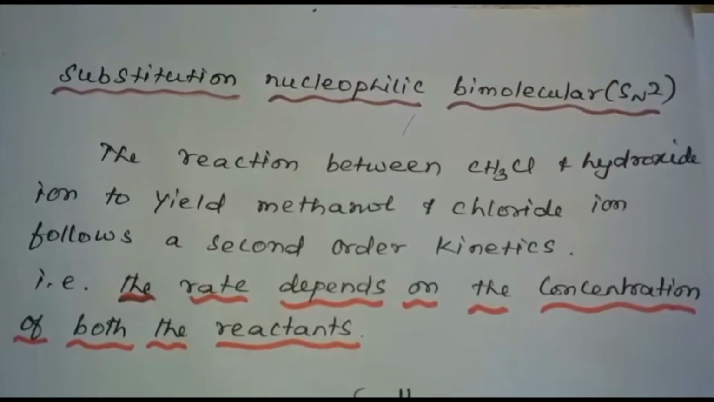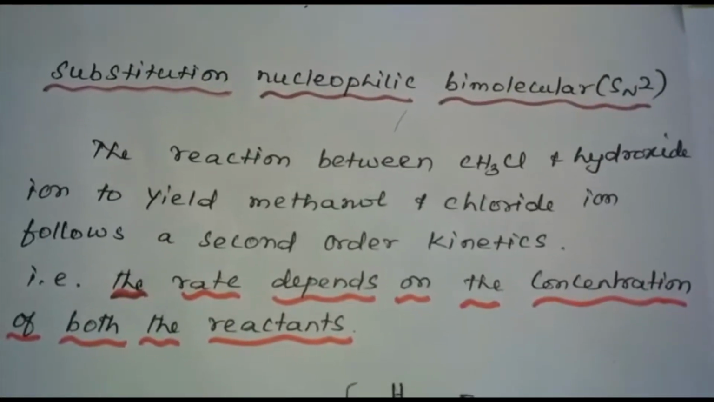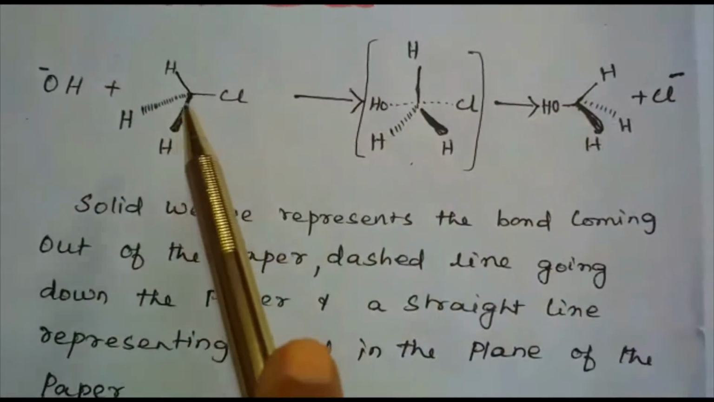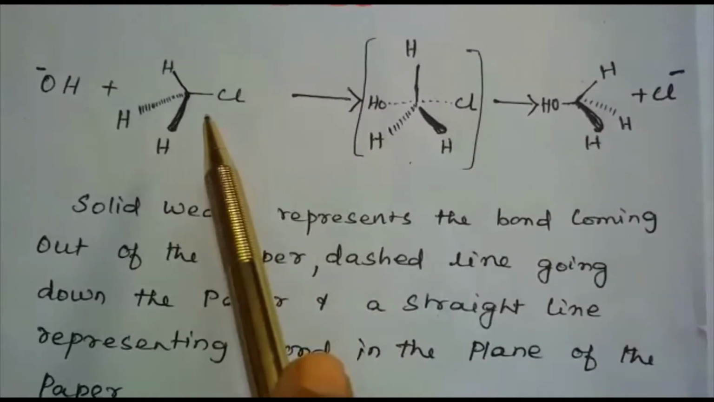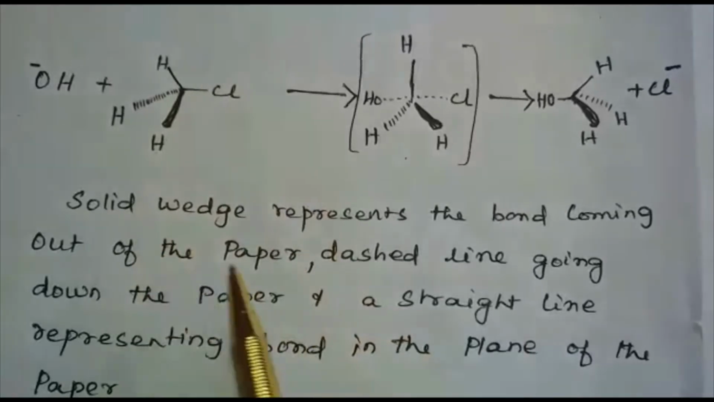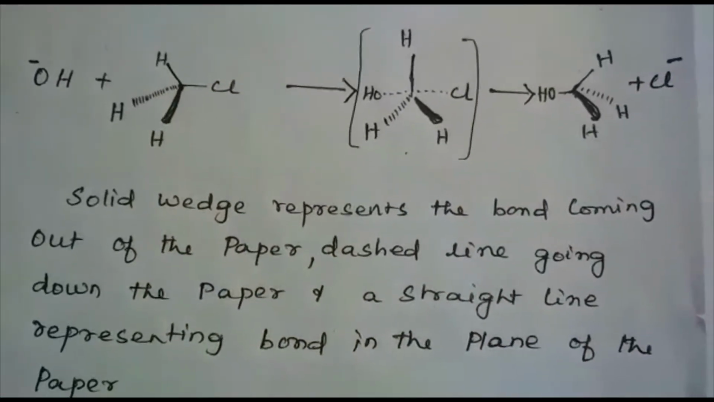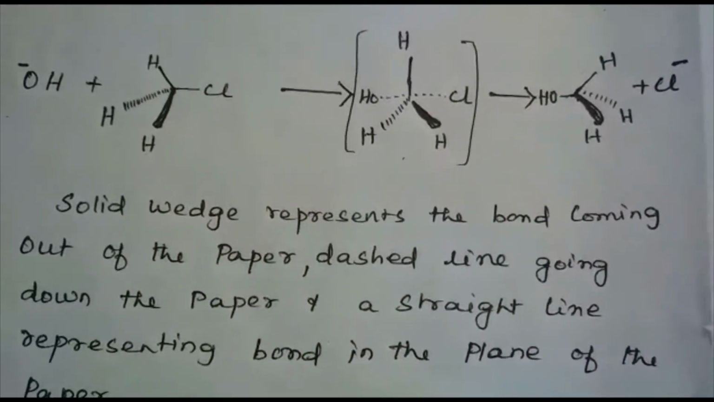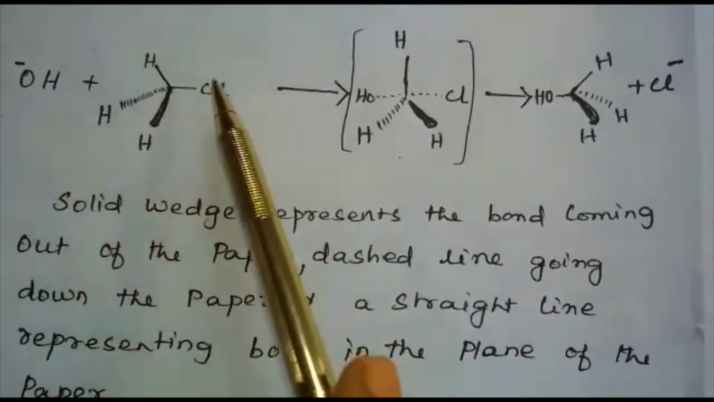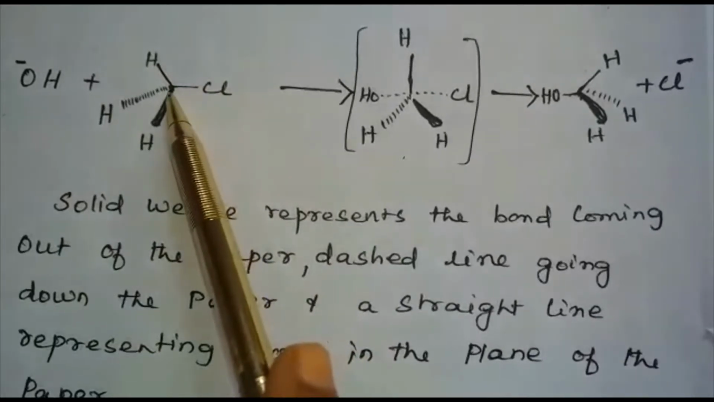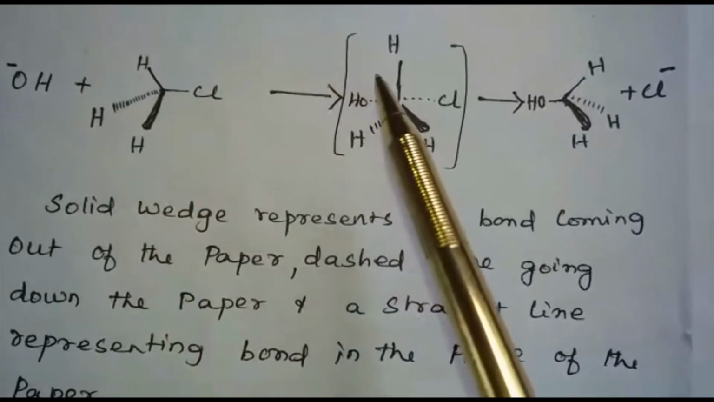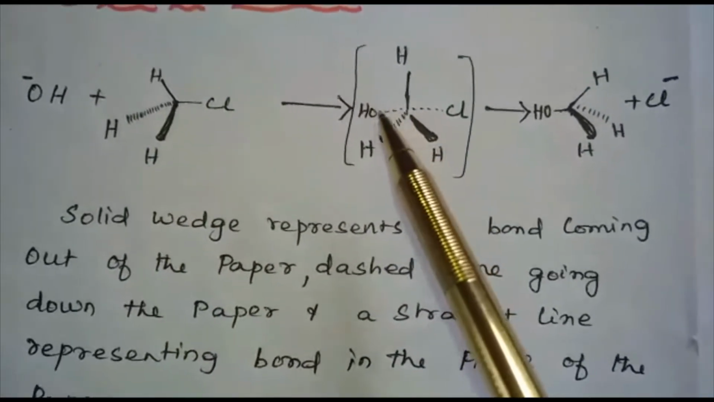Let us see the reaction mechanism now. This is the SN2 mechanism. Here the solid wedge represents the bond coming out of the paper, the dashed line going down the paper, and a straight line representing a bond in the plane of the paper. Here what happens in the SN2 mechanism? The incoming nucleophile interacts with the alkyl halide, causing the carbon halide bond to break while forming a new carbon OH bond.